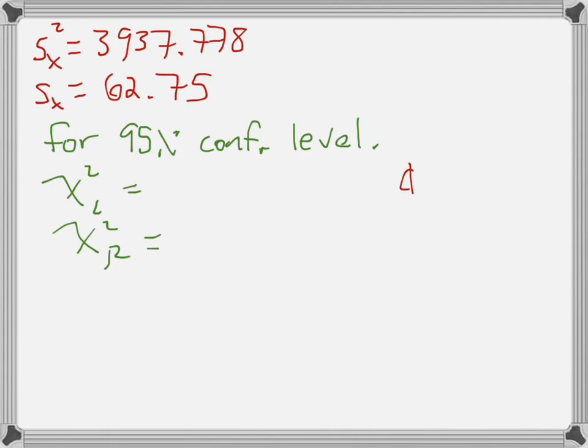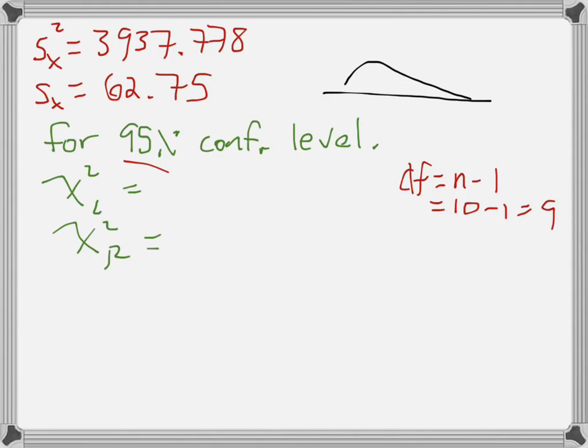Okay, so how many degrees of freedom did we have? Well, the sample size was 10, so we have 9 degrees of freedom. And for a 95% confidence level, again, we're going to go to the back of the book, Appendix B, Table 6, excuse me. And again it helps to draw this out, so I'm going to draw out a little chi-squared curve here.